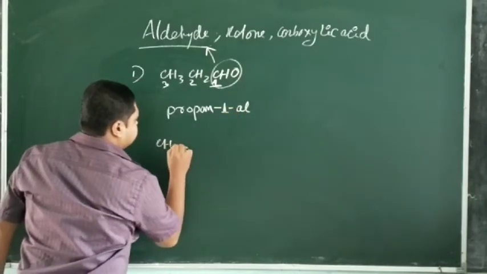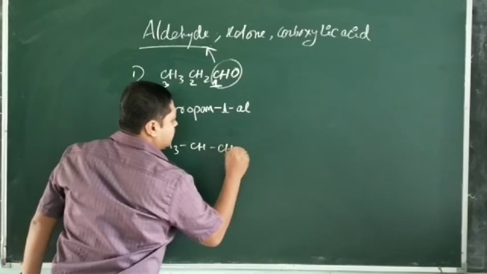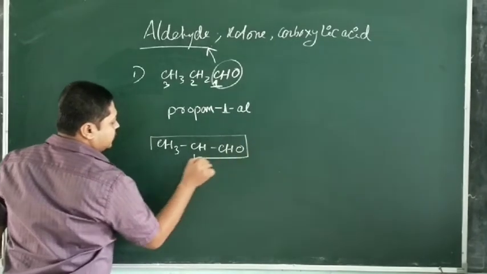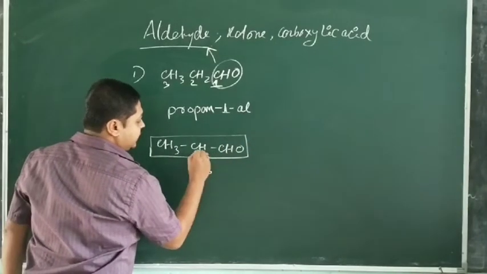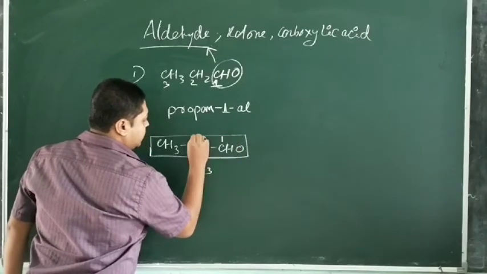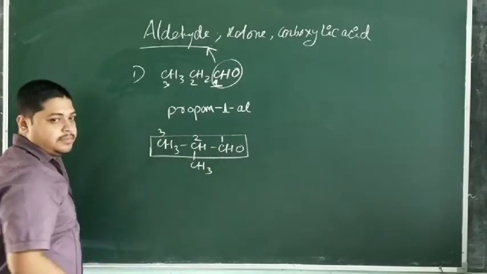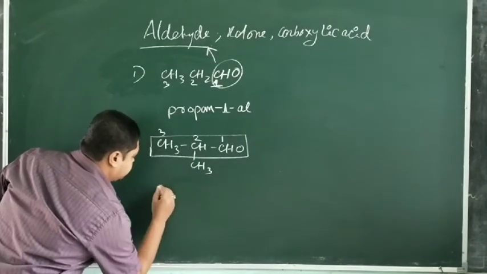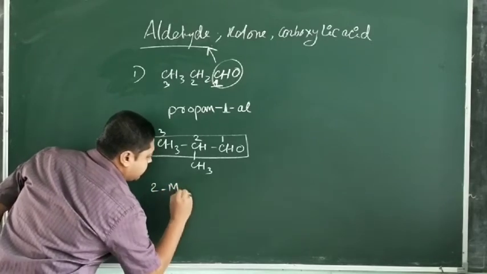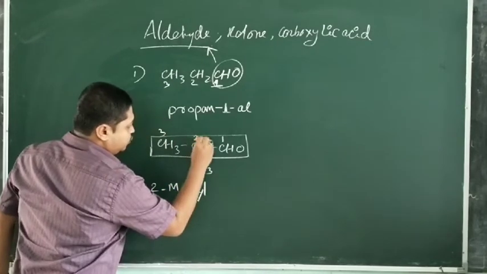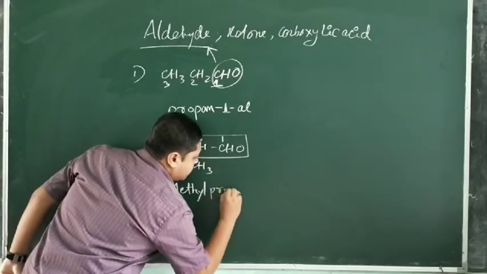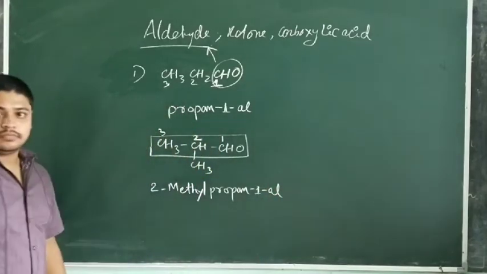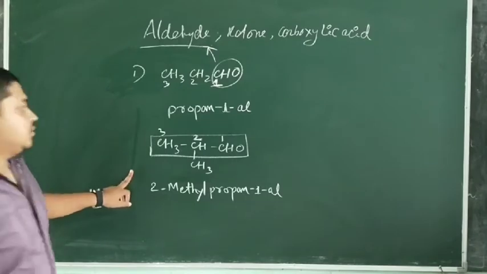Similarly, this one is the longest chain containing the aldehyde. This is 1, 2, 3. There are 3 carbon atoms in the longest chain, and at the 2 position a methyl group is present. So 2-methylpropane-1-al. These are the nomenclatures.